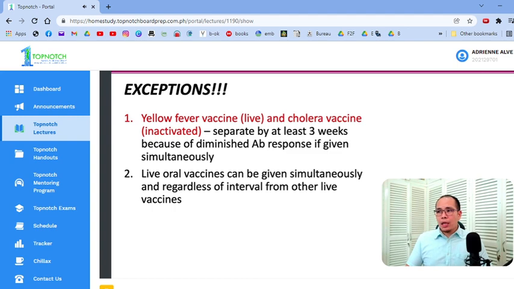Okay, example. Nakalimutan ng mother yung kanyang MMR, tapos due na rin siya ng yearly na flu vaccine. Pwede bang sabay yung flu sa MMR simultaneously? Oh, bakit nag-iisip ka pa? Di ba, huwag ka na ngang mag-isip. Okay? Yellow fever and cholera, yun lang yung hindi pwedeng simultaneous. Yun lang yung dapat 3 weeks apart. All the rest, kapag ang tanong sa inyo, simultaneous, pwede ba? The answer is yes. Mas madali, huwag mag-isip.